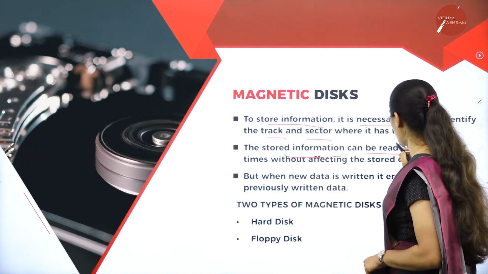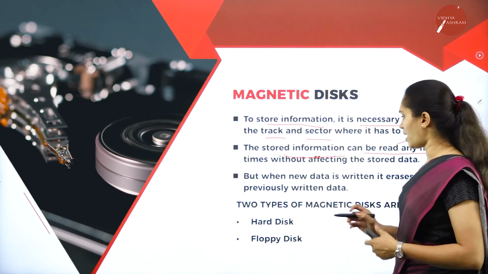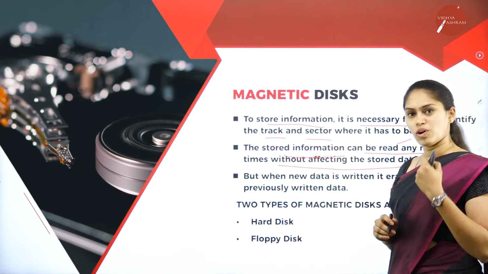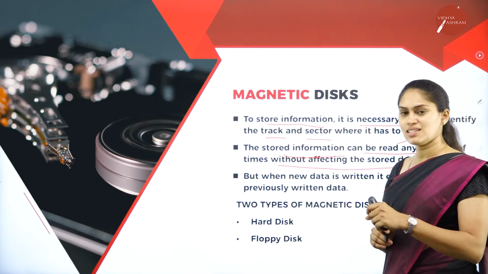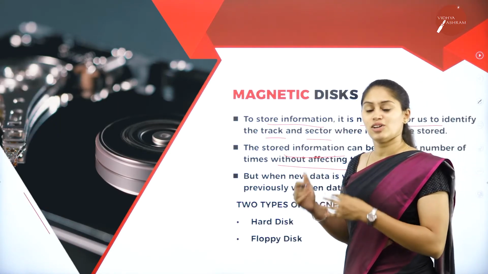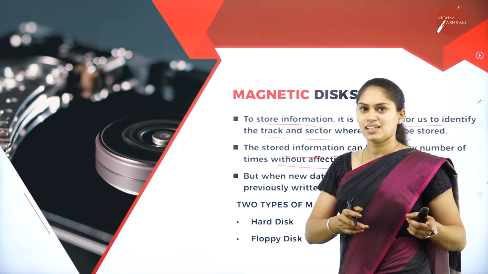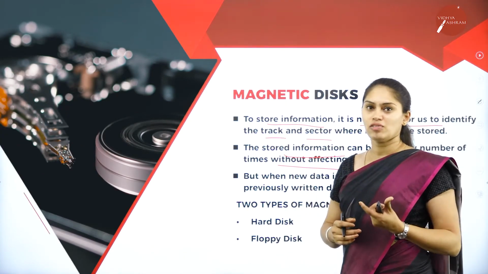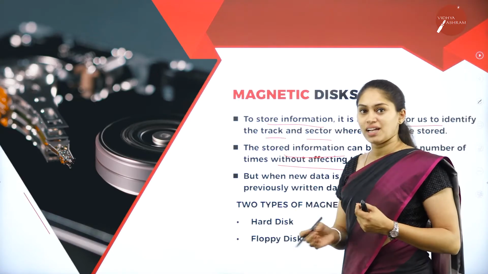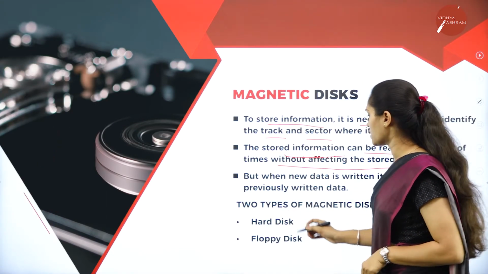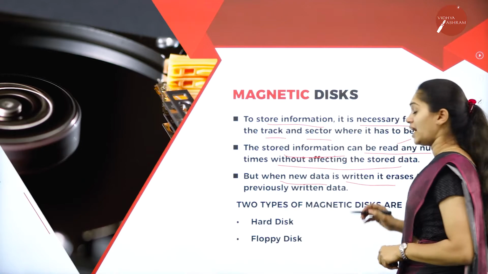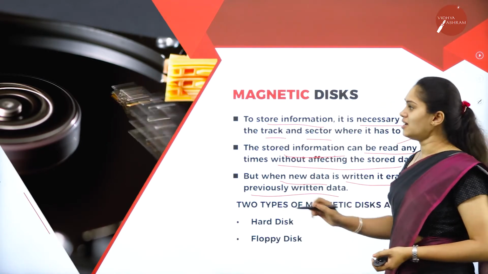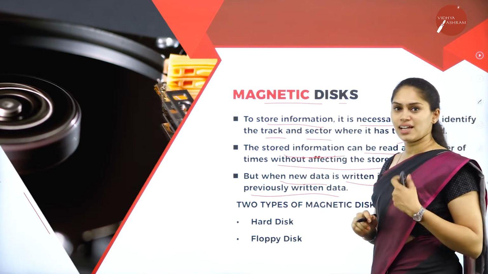The stored information can be read any number of times without affecting the stored data. So we know what read and write are. Read means I am going to copy the content of this magnetic disk to any other device, so I can read the content of that magnetic disk any number of times I require. But when it comes to the write operation, when the new data is written, it will erase the previously written data. So that is the disadvantage of this magnetic disk.